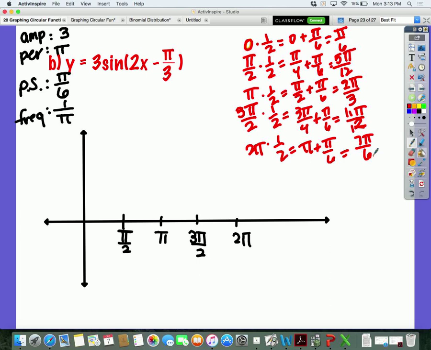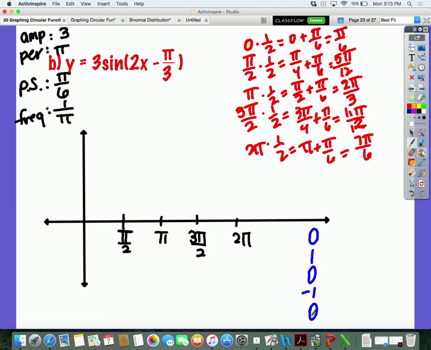Since this is a sine, the x-axis is the y's in this case. But in the cosine, the x-axis would be the x.